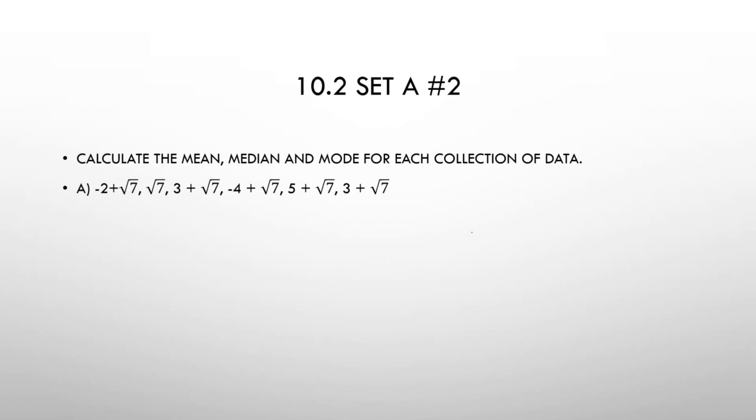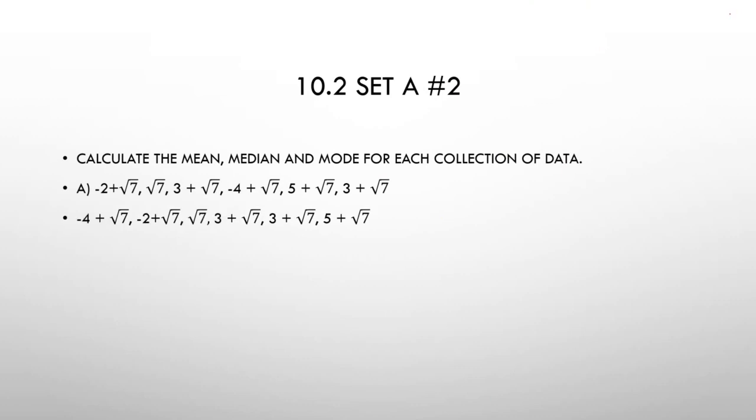Okay, this time my initial set of numbers is -2 plus the square root of 7, square root of 7, 3 plus the square root of 7, -4 plus the square root of 7, 5 plus the square root of 7, 3 plus the square root of 7.